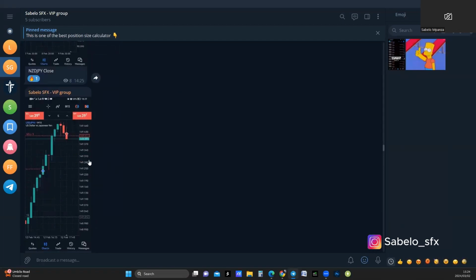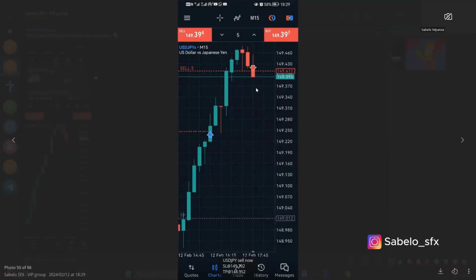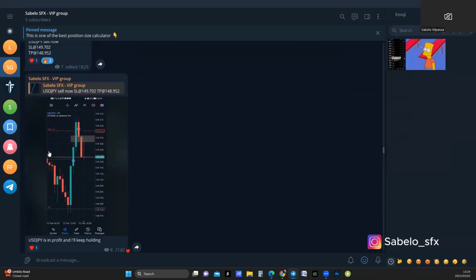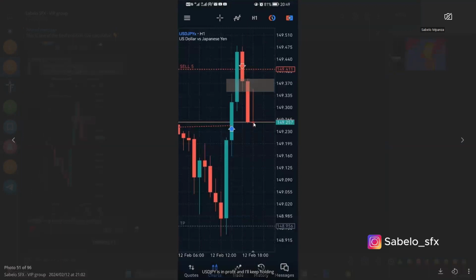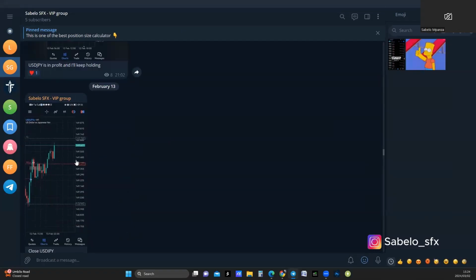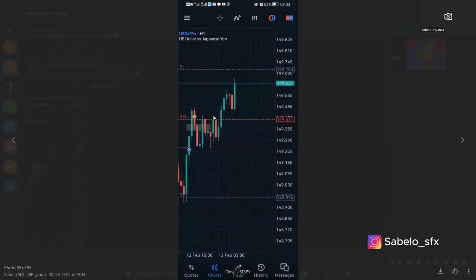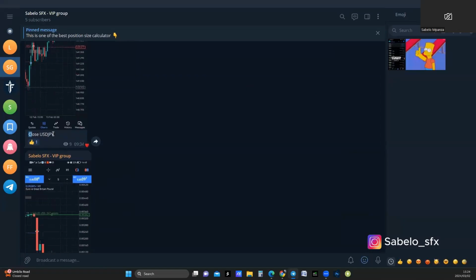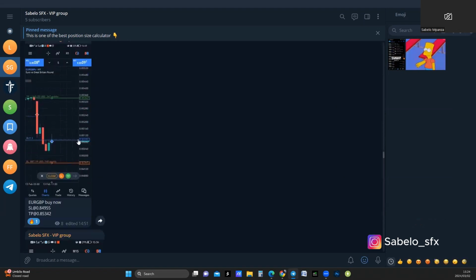Let's continue. US dollar JPY for a sell. Let's see. Okay, here we went into profit with US dollar JPY. And on the following day, the market decided to go against our direction, as you can see, guys. So on this one, I told them to close just before it hit our stop loss. I said we must close US dollar JPY.